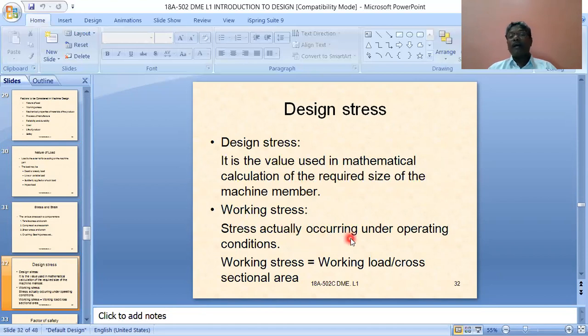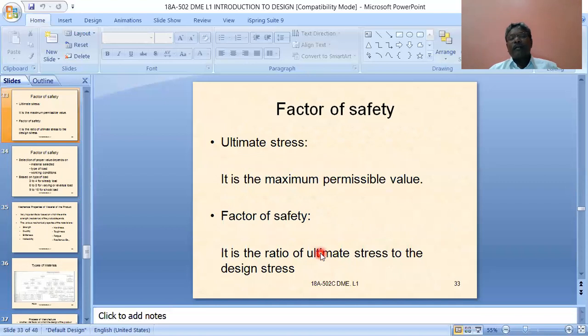Next is working stress: the stress actually occurring under operating conditions. That means the stress under operating conditions is different from the calculation value. The working stress is equal to working load by cross-sectional area. This is the definition for working stress. Sometimes we use design stress as the working stress also. In some areas, whenever they are not given separately, we generally use working stress itself as the design stress.